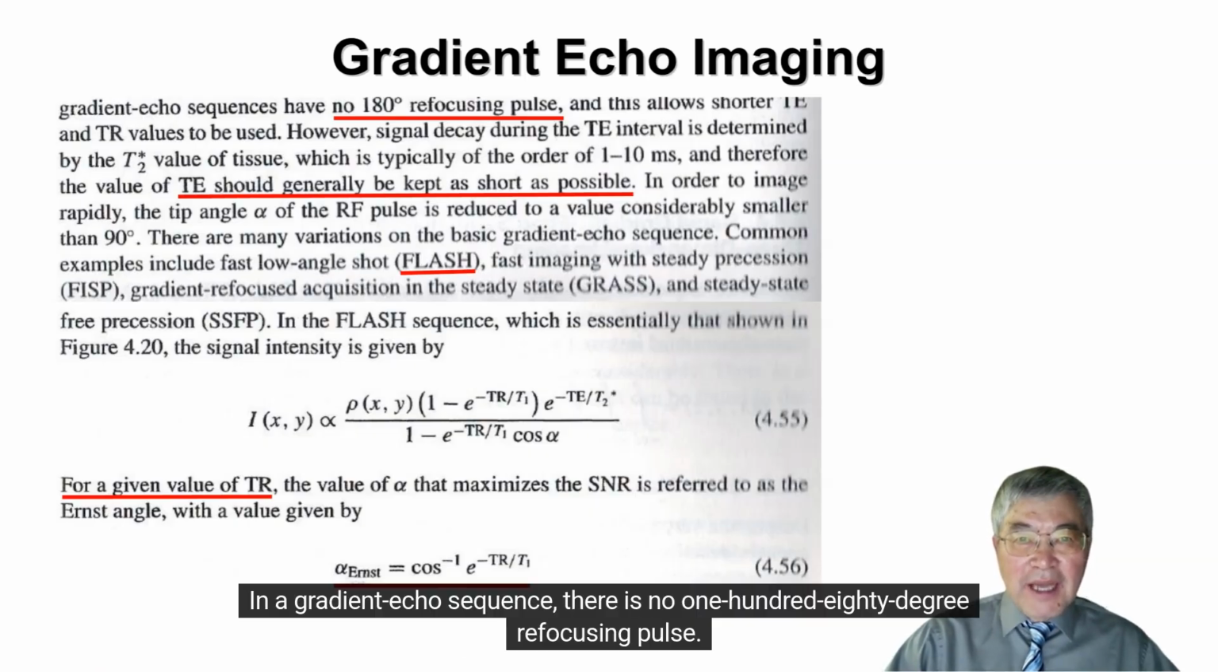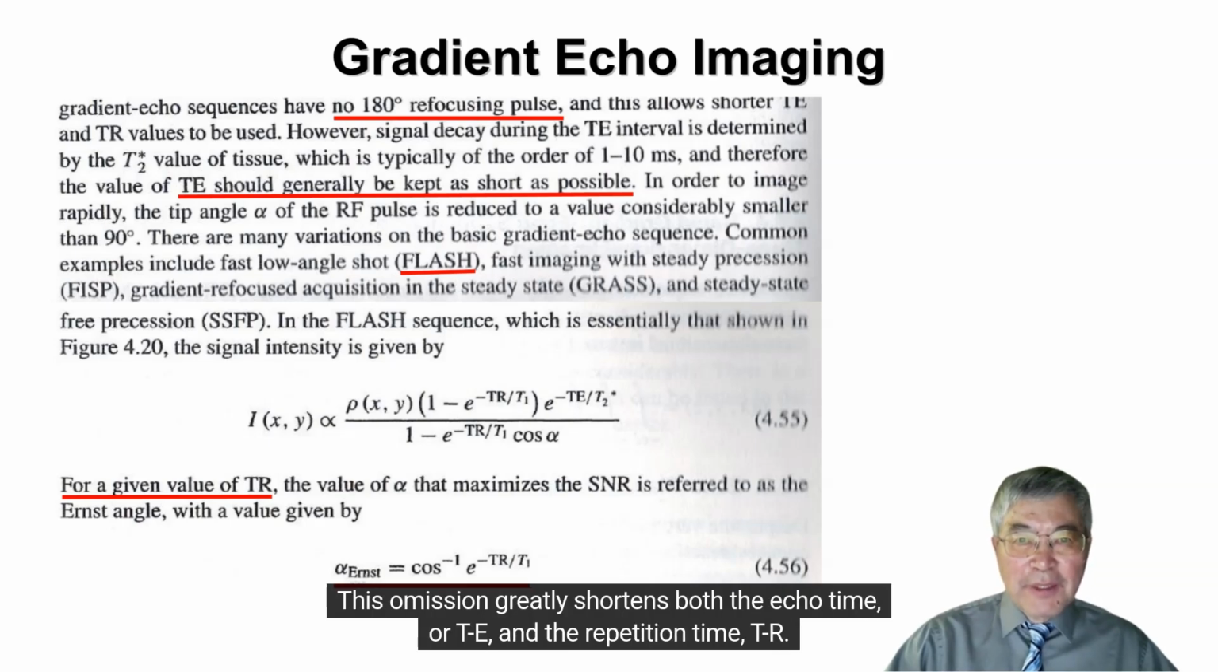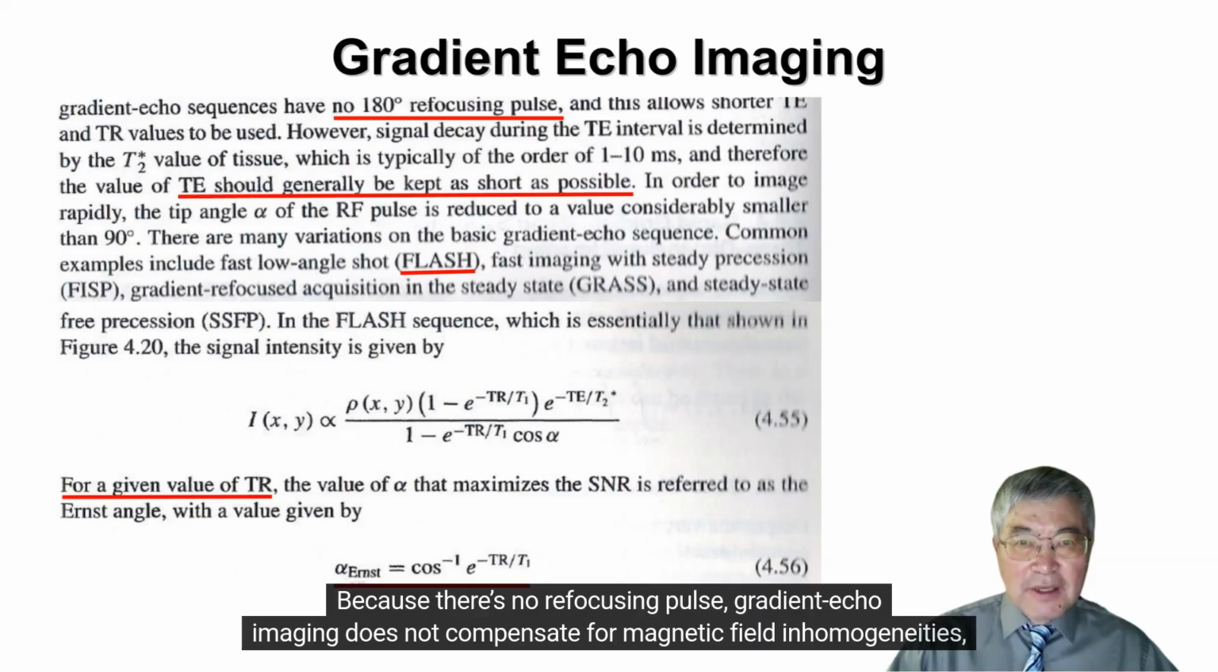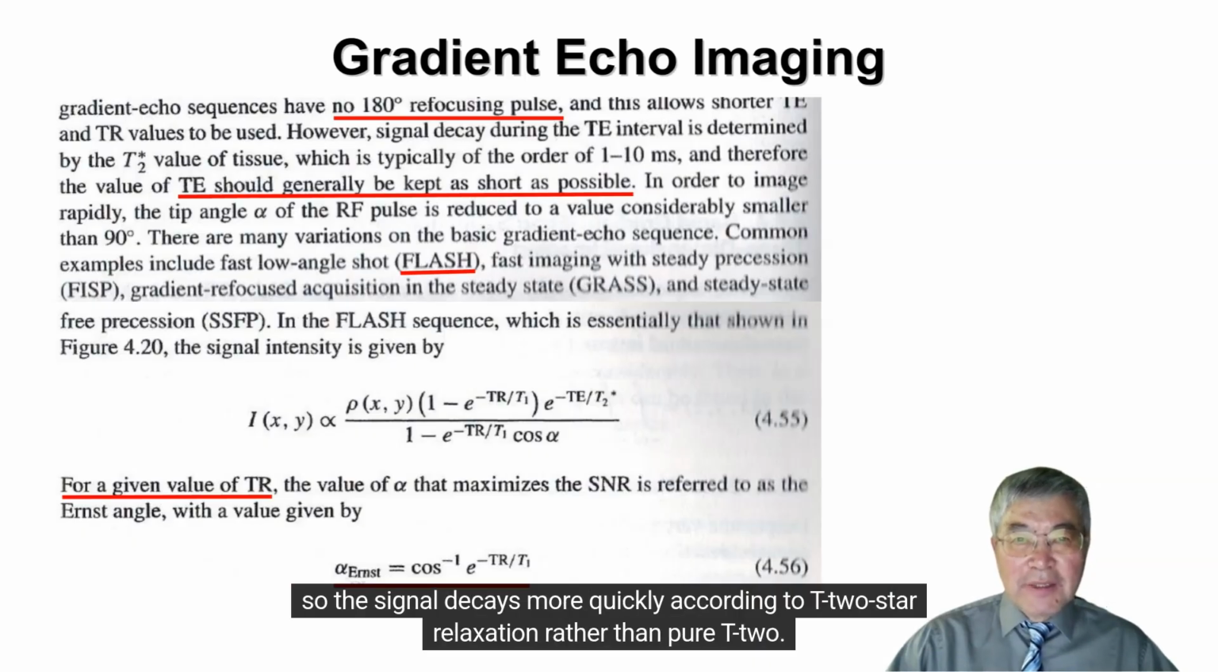In a gradient echo sequence, there is no 180-degree refocusing pulse. This omission greatly shortens both the echo time, or TE, and the repetition time, TR. Because there's no refocusing pulse, gradient echo imaging does not compensate for magnetic field inhomogeneities, so the signal decays more quickly according to T2 star relaxation rather than pure T2.